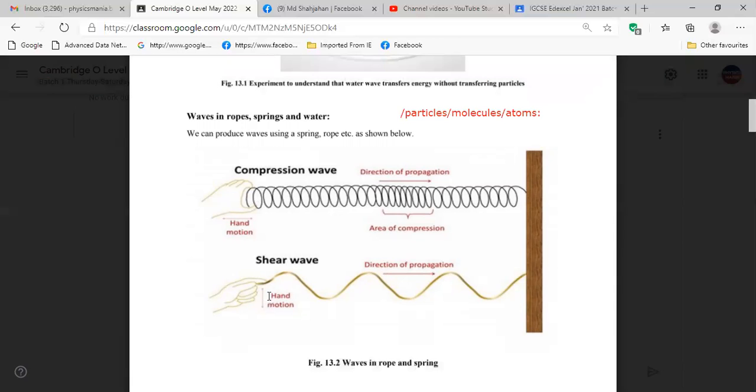Then there is another kind of wave we see. This is called a shear wave. What is it called? Shear wave. In that wave you are moving the rope up and down, right? That time the wave shape is like this. So this is called a shear wave.